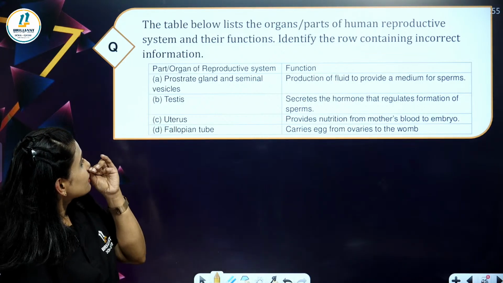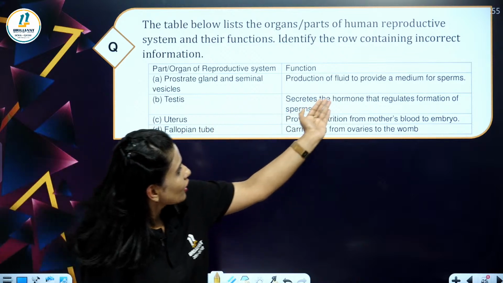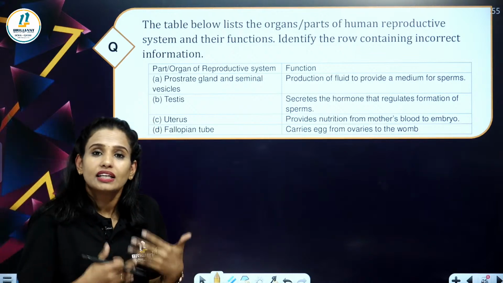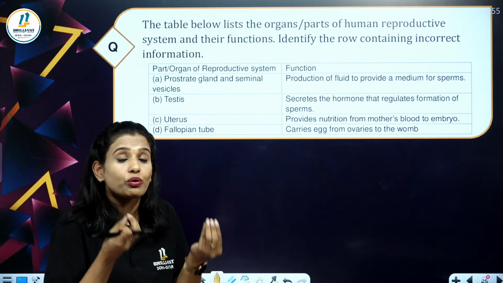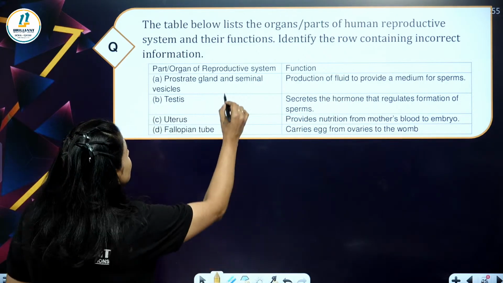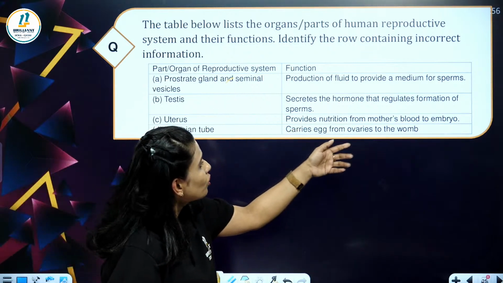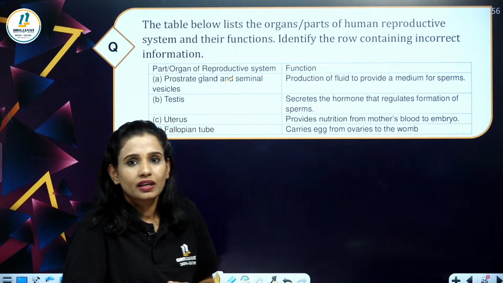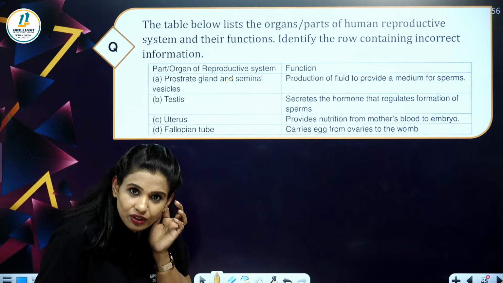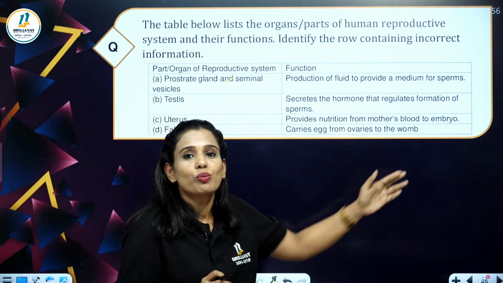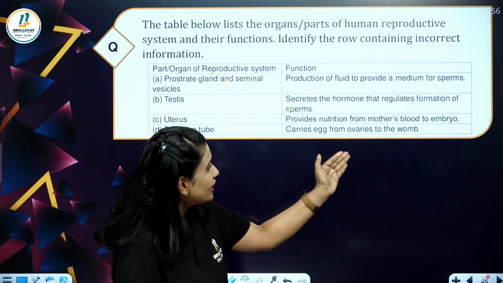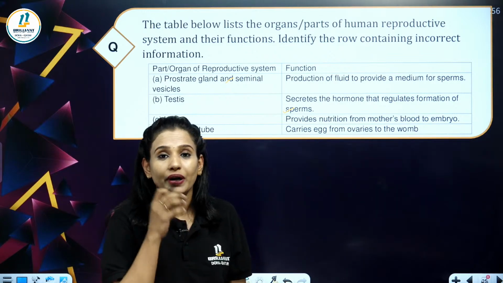See here, first one, prostate gland and seminal vesicle: production of fluid to provide a medium for sperm. Yes, it is the function of the gland to provide a fluid medium. This is correct. Testis secretes the hormone that regulates formation of sperm. Your testis secretes the hormone testosterone, which regulates the formation of sperms. Correct.